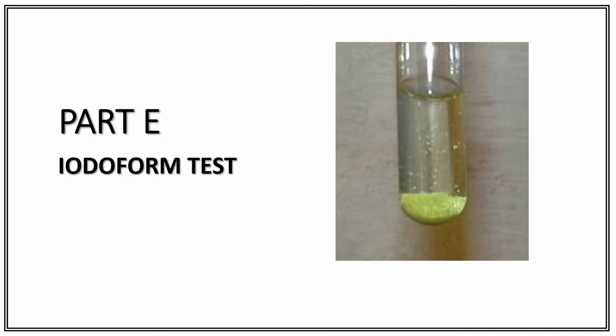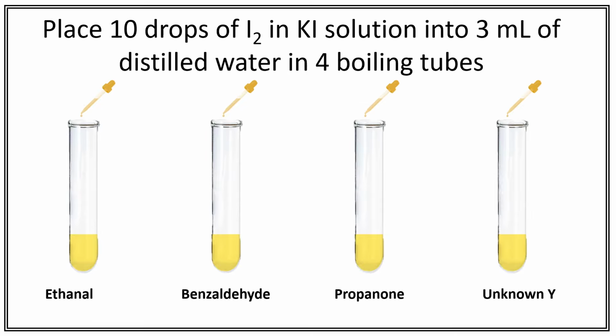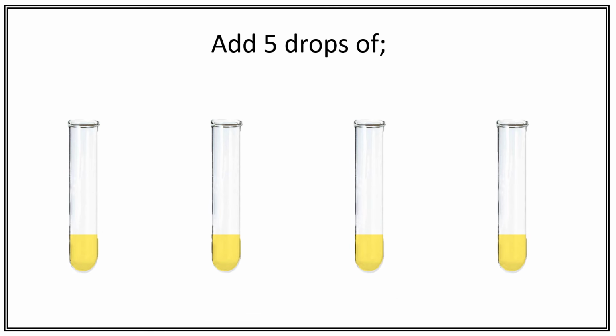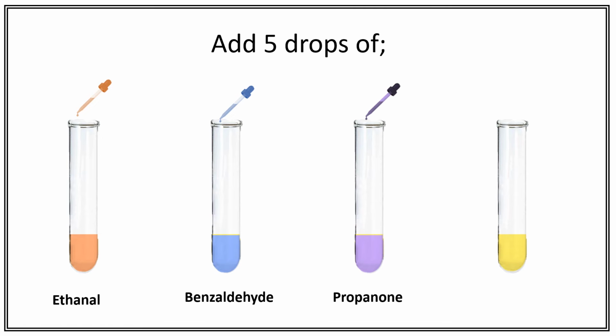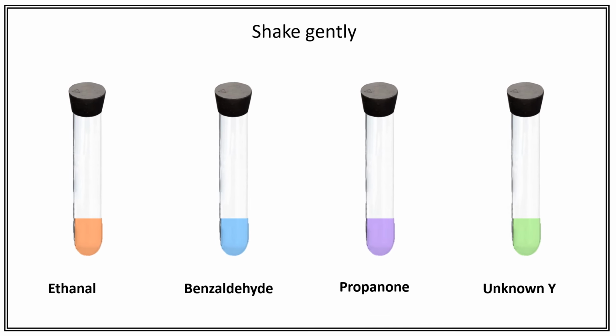Part E. Iodoform test. Label four test tubes as ethanal, benzaldehyde, propanone, and unknown Y. Place 10 drops of iodine in potassium iodide solution into 3 ml of distilled water in 4 boiling tubes. Add 5 drops of ethanal, benzaldehyde, propanone, and unknown Y. Shake gently.